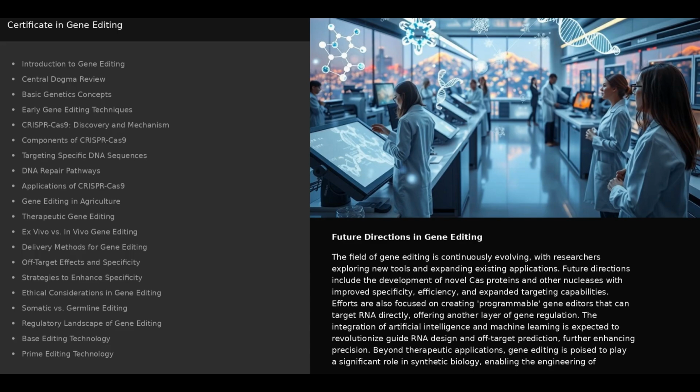The development of in vivo delivery systems that are safer and more efficient for a wider range of tissues remains a key priority. As technology advances, gene editing will likely become even more precise, versatile, and accessible. The potential for personalized medicine and addressing global challenges is immense. This ongoing innovation promises to unlock even greater possibilities in the coming years.